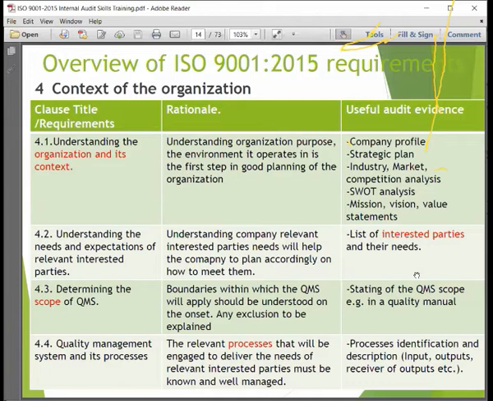Now, if you are auditing these requirements, I've given you some hints of what you need to see, some evidence that you would expect. It's not only this, but these could be the main ones that you would expect to see for an organization where they have defined themselves and the organization context has been well described. One of the evidence could be a company profile.